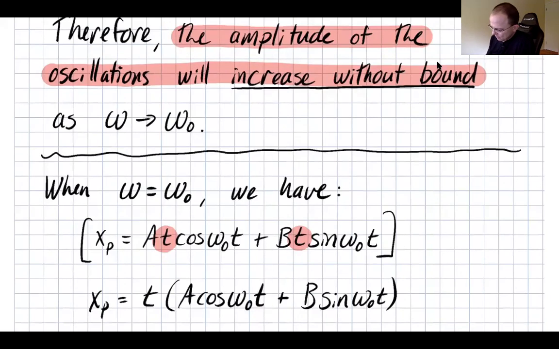In that case, the form of the particular solution has to have an extra t added to these two terms, because these terms themselves are solutions of the homogeneous equation. So in order to get two linearly independent terms that are not solutions of the homogeneous equation, we multiply by t.